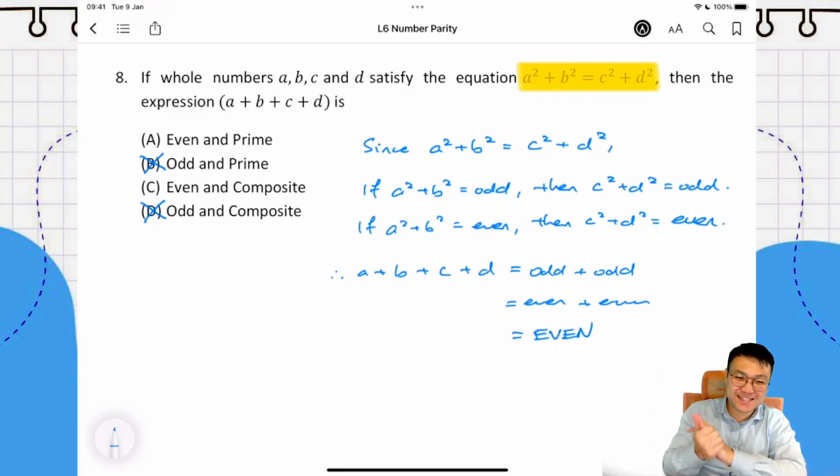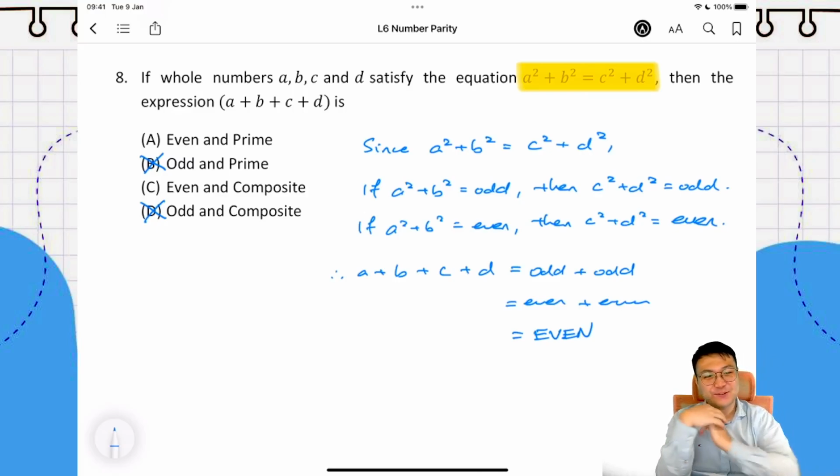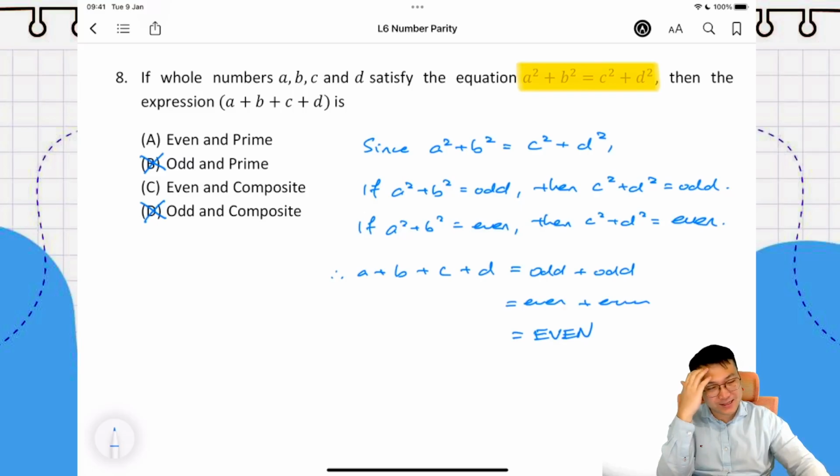Students, can you type your answer? Is it A or C? Koji has already given me his answer. How about the rest of you? What do you think? Prime or composite? A or C? Think about it. What is your answer? A or C?